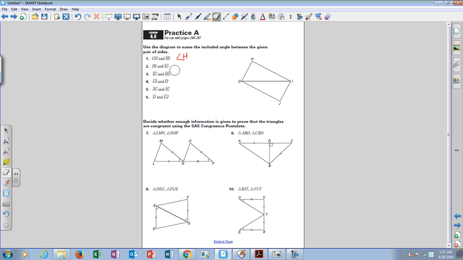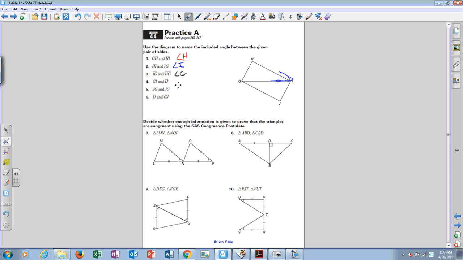HI and IG. Angle I. How else can you do this? You look at what letter repeats. So this one, there's a G here and a G here, so it's angle G.